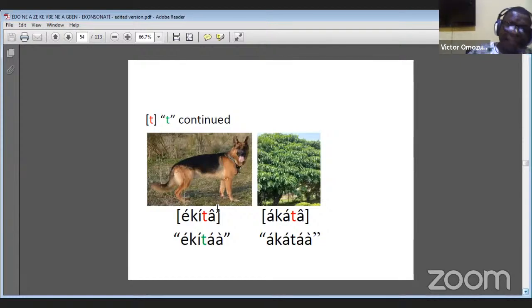Then T, ekita, akata. You can see the tree there. It's actually a shrub, not a big tree. In those days, it has a Y-shaped structure in the branches, and that was what we were using in making catapults in those days. Akata. Okay.